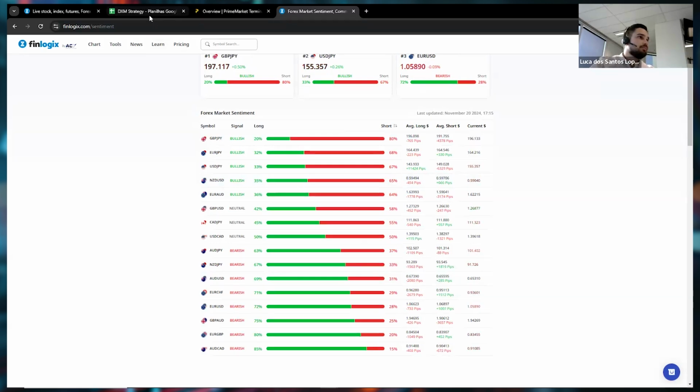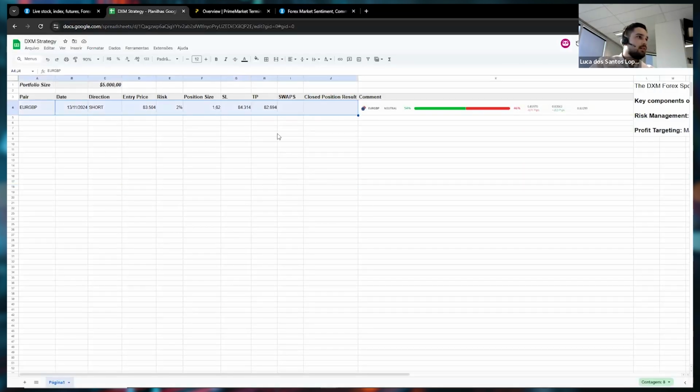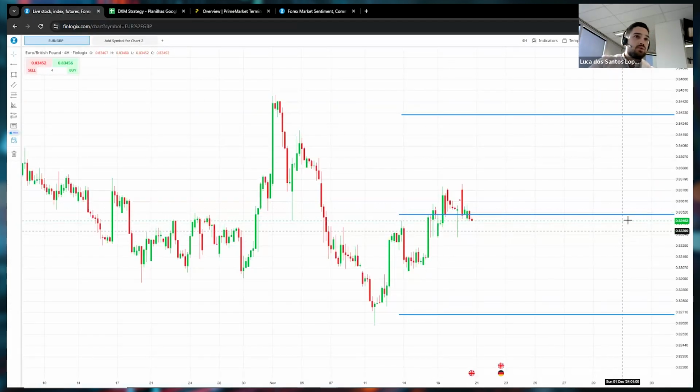Okay, so let's have a look at our first trade. We've done a sell on the 13/11/2024 at the price of 83,500. So we've placed a pending order on the short side. We didn't do market execution. We've done a sell limit at the price of 83,504. So let's have a look at the market. 83,504 is right on this blue line that I'm going to change to black right here.